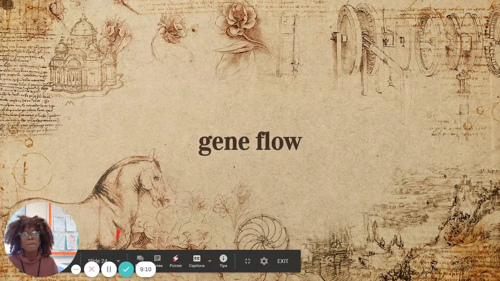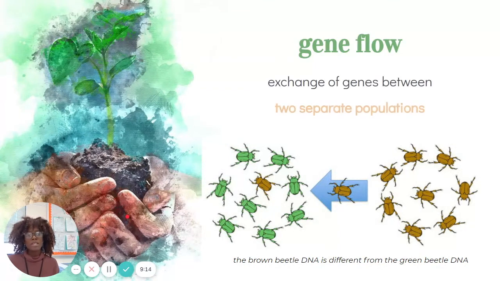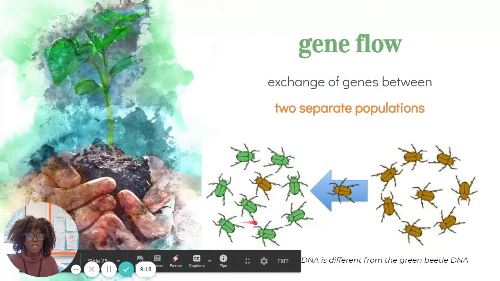Let's go on to the next topic of gene flow. So gene flow is the exchange of genes between 2 separate populations. So we have a population over here, we have a population over here.